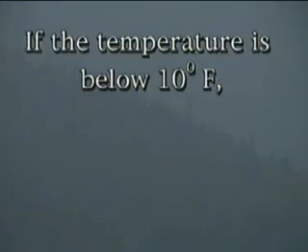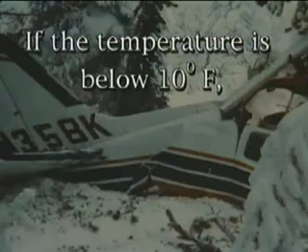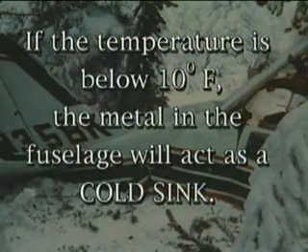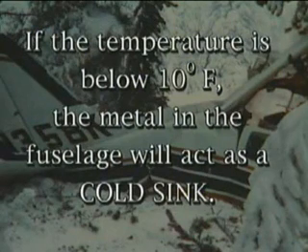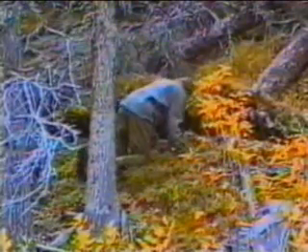It is important to keep in mind that if the temperature is below 10 degrees Fahrenheit, shelter other than the aircraft should be sought. This is because the metal in the fuselage will act as a cold sink and draw heat from the body. Natural formations can also shield survivors from the elements. These natural shelters can consist of overhanging ledges, fallen logs, or caves.